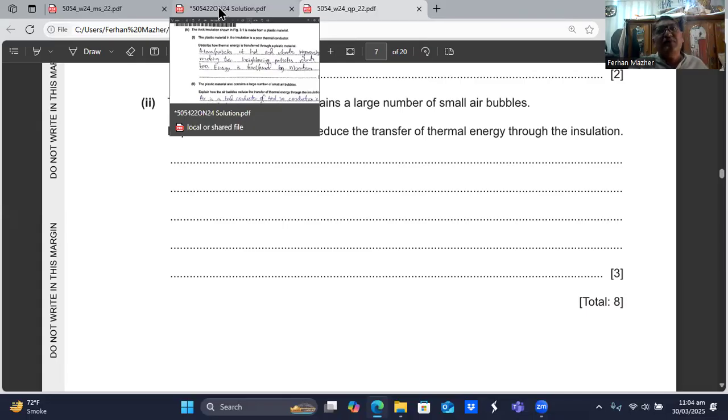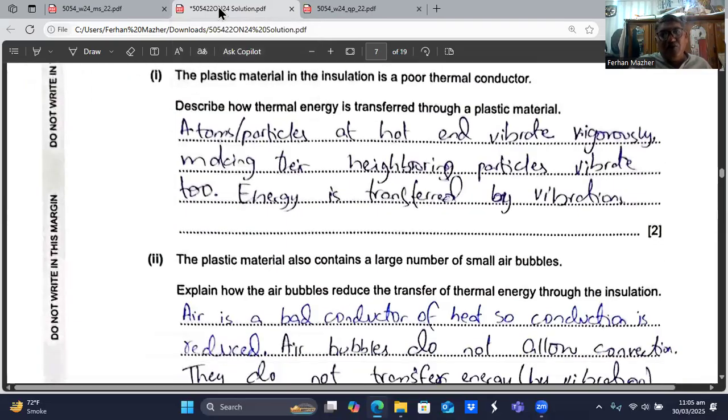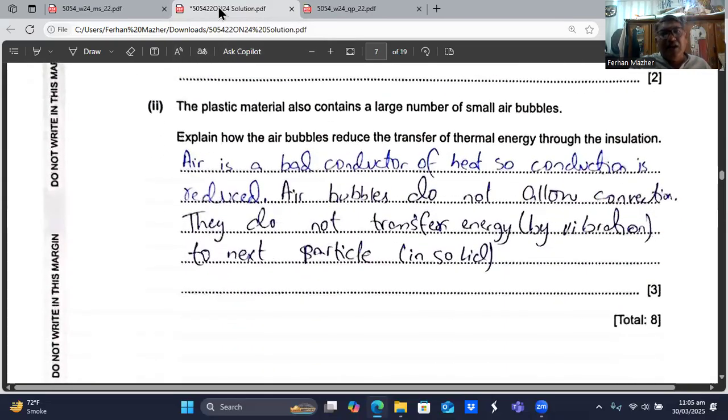Because the heat is supposed to be transferred by the vibration of the particles, and because the air is loose, the distance between the particles is larger, so they do not transfer the vibrations to the next particle. So air is a bad conductor of heat, so conduction is reduced. Another thing, because the air bubbles are trapped, they will not be able to do convection. They do not transfer energy by vibrations to the next particles in the solid form.